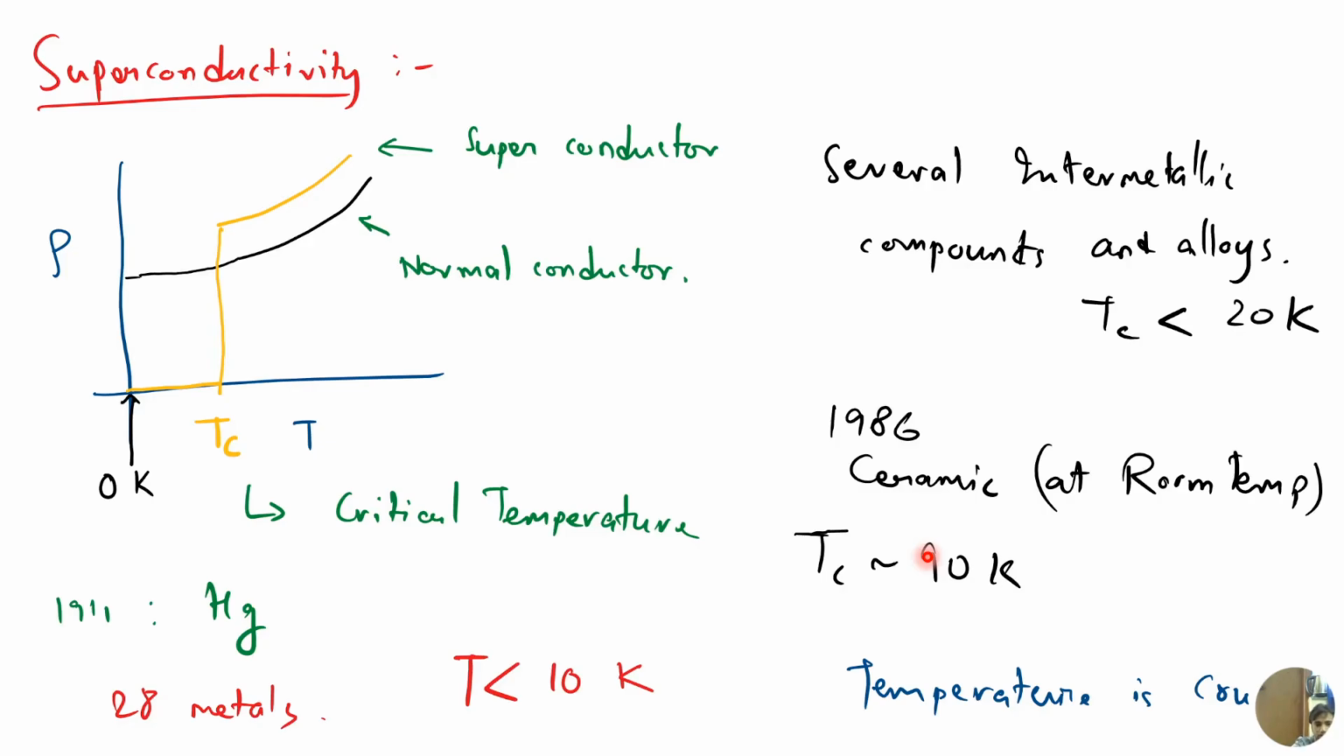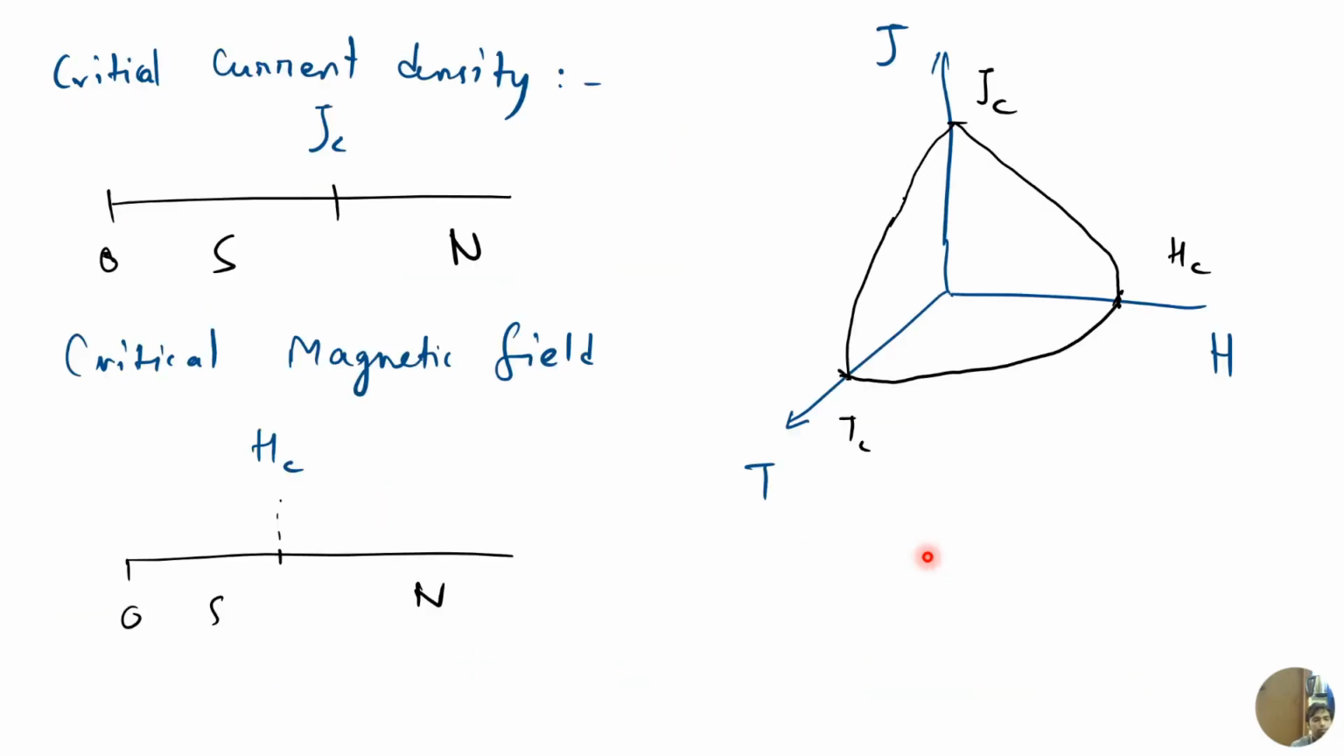So here we saw the temperature is quite crucial, but other than that, if you have this superconducting phenomenon and you start increasing, let's say, this S is for the superconducting state and N is for the non-superconducting state.